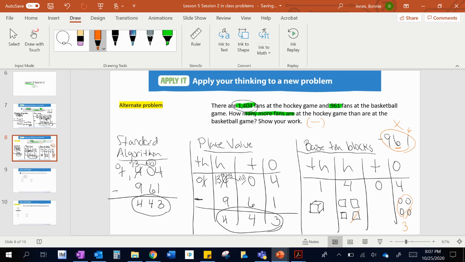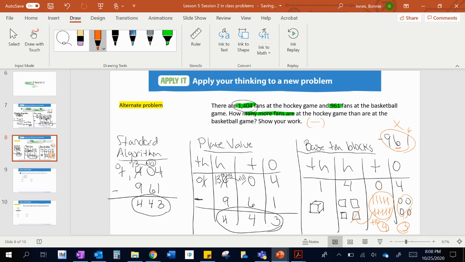I can't do anything. I can, though. I can come over to my hundreds and regroup this. This becomes 10 tens. 1, 2, 3, 4, 5, 6, 7, 8, 9, 10. This was plus 10. Now I can take away 6. 1, 2, 3, 4, 5, 6. I'm left with 1, 2, 3, 4. So 4 and 3 so far.